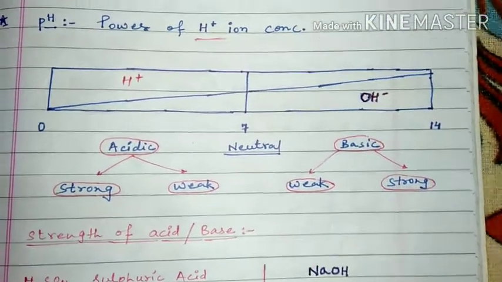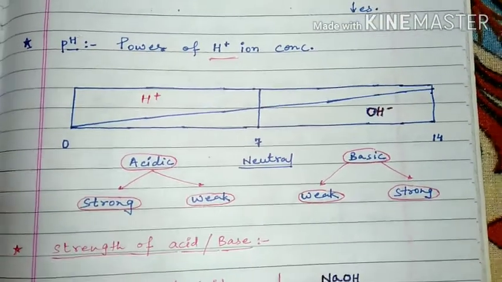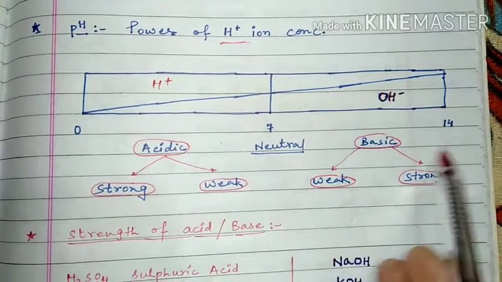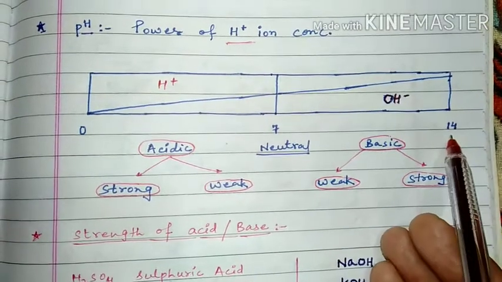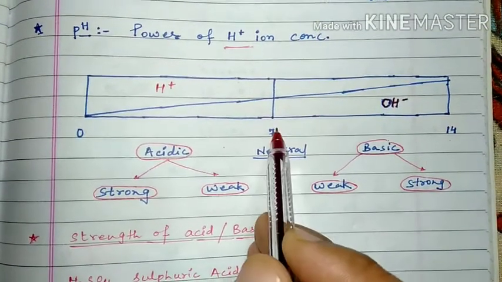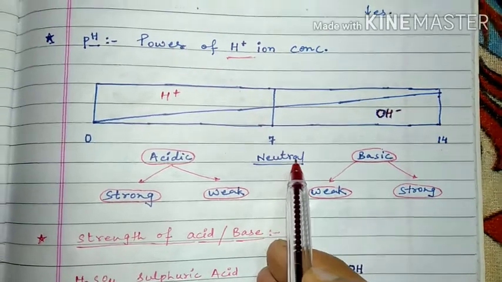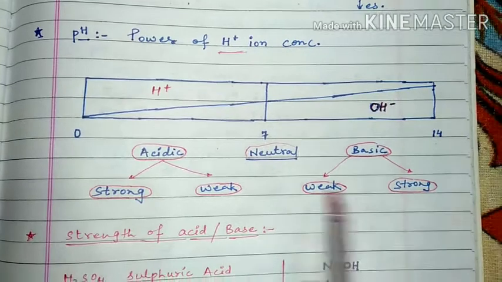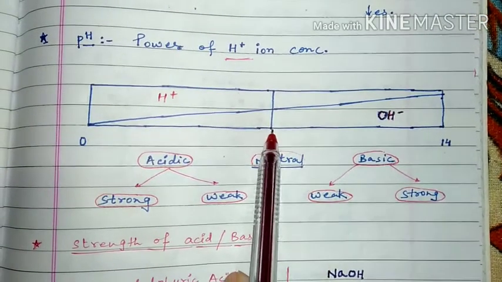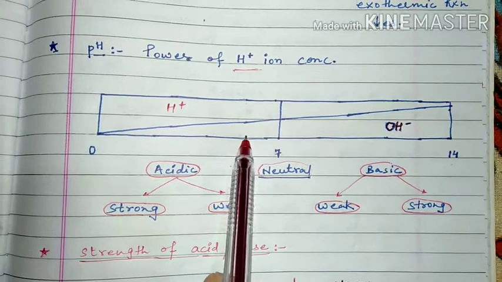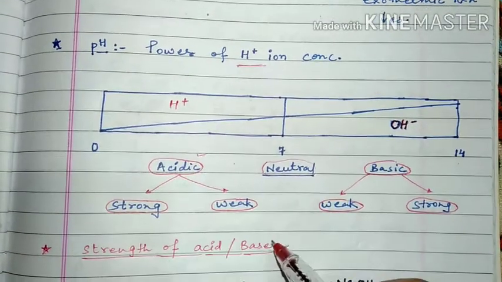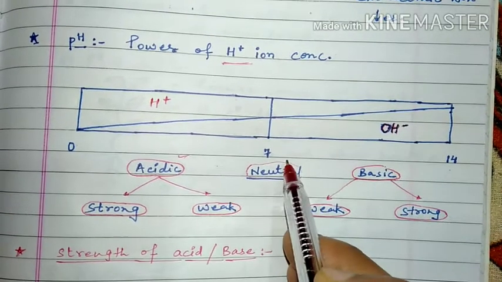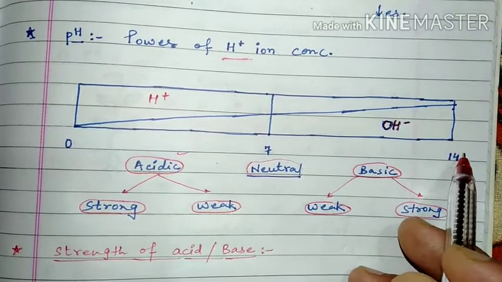And here is the pH scale. It considers values from 0 to 14. 0 is the lowest value, 14 is the maximum value, and 7 is the intermediate value, which is related to neutral pH. As we talk about 0 to 7, the pH is always acidic. And if we talk about basic pH, that will always be from 7 to 14.